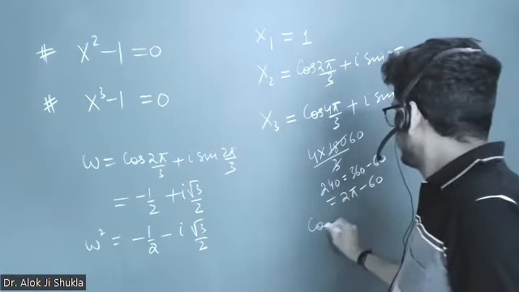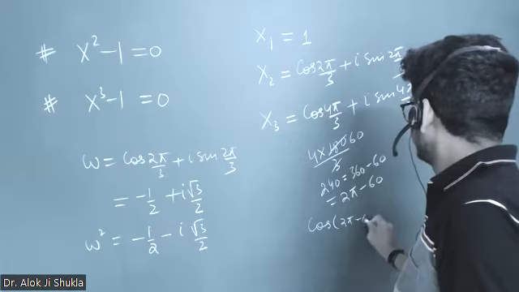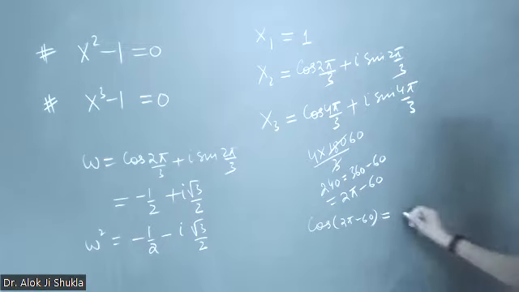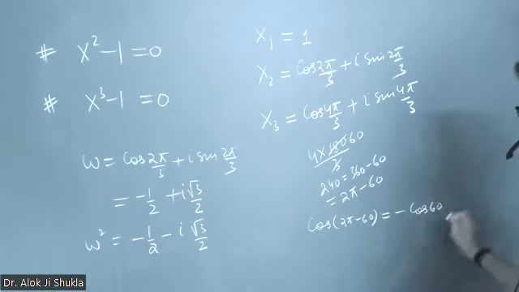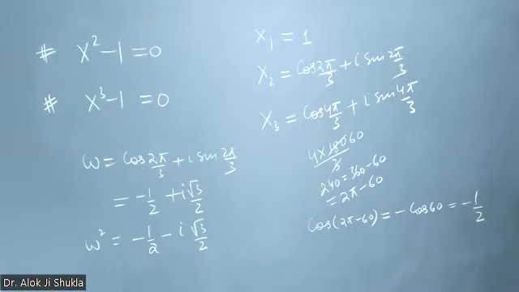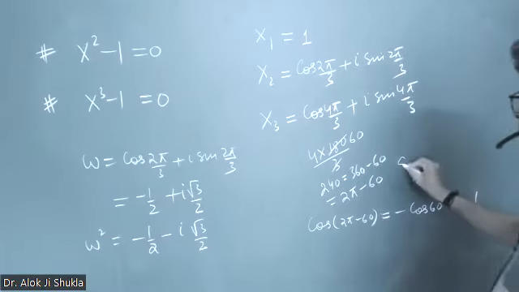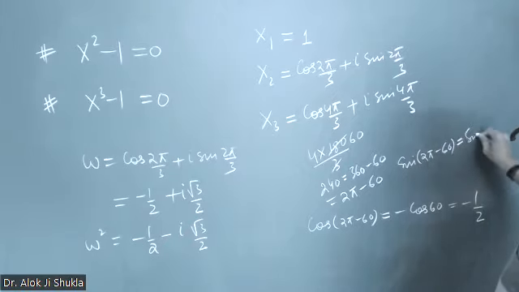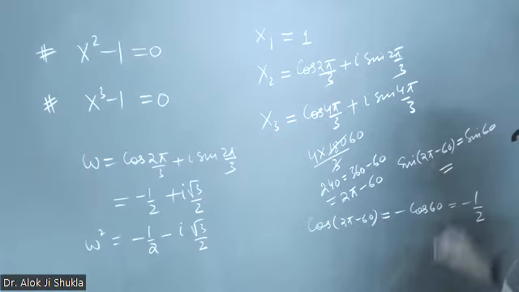So cos of 2π minus 60, which will become minus cos 60, which will become minus half. And this one, sine of 2π minus 60, it will be sine 60.